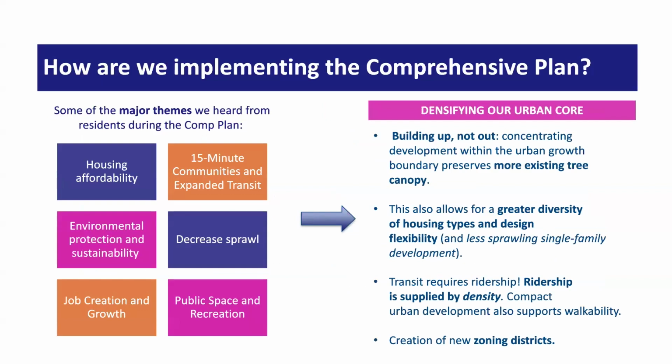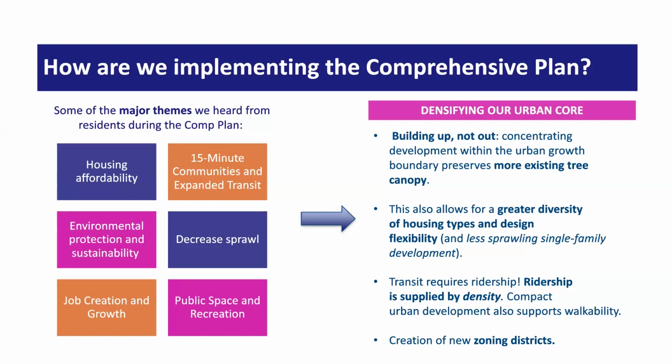So going back to those themes, how are we densifying our urban core to get at what we heard during the comp plan, right? So the first is building up, not out. Trying to concentrate development within the urban growth boundary helps us preserve more existing tree canopy. It also allows for a greater diversity of housing types and design flexibility, as well as less sprawling single family development. As I said before, transit requires ridership, and ridership is supplied by density. Compact urban development also supports walkability. You're more likely to walk if it's a little bit closer to you.